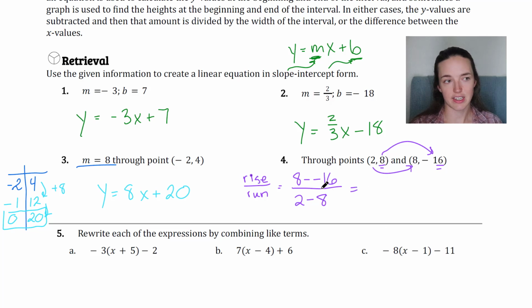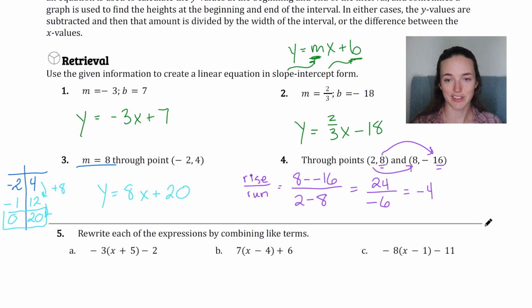Now negative turns into positive. So 8 plus 16, that's 24. 2 minus 8, that's -6. When I divide those, I get -4. Okay, so now I need to find the y-intercept.